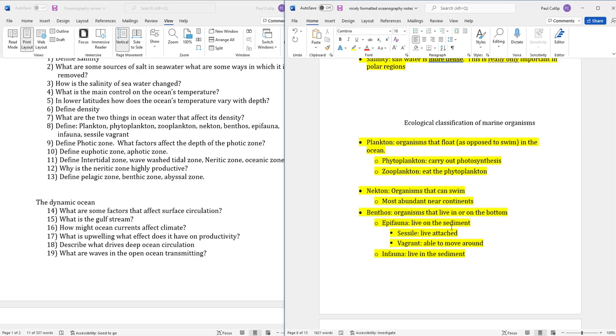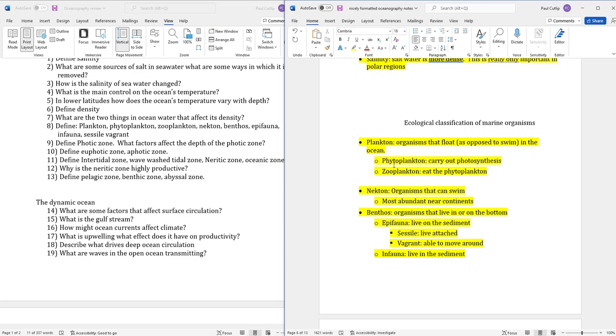Benthos are things that live in or on the bottom. If they're living on the bottom, they're epifauna. If they're living in the bottom, they're infauna. If we come back up here to epifauna, they're living on the bottom. If they can move around, they're vagrant. If they live attached, they're sessile, right? And so there is our ecological classification of organisms: plankton, phytoplankton, zooplankton, nekton, benthos, epifauna, infauna, sessile, and vagrant. I cover them all, and they're right there in the notes.